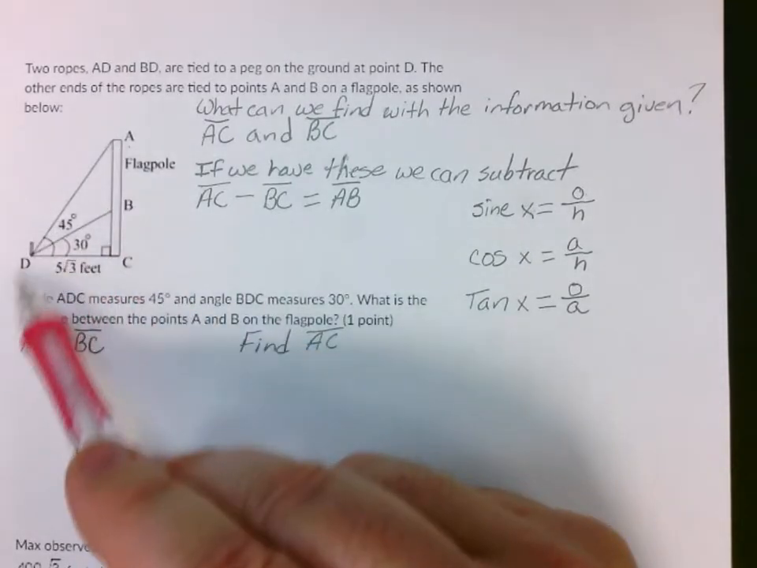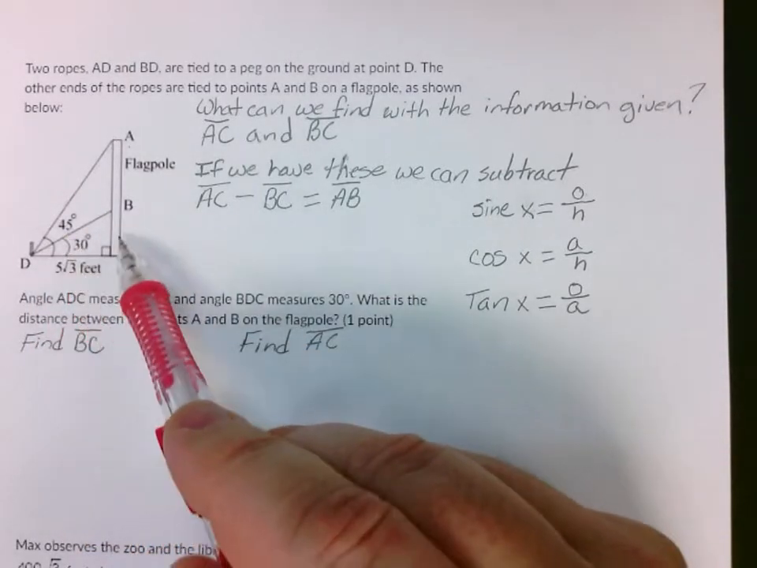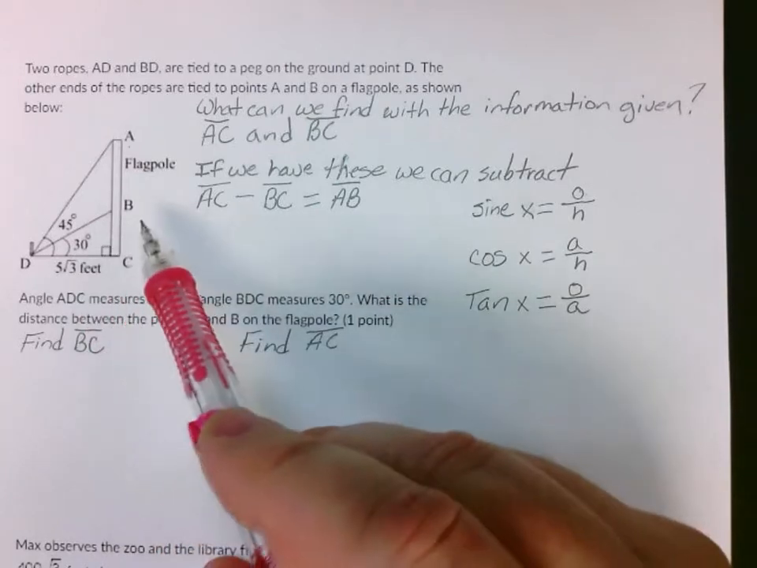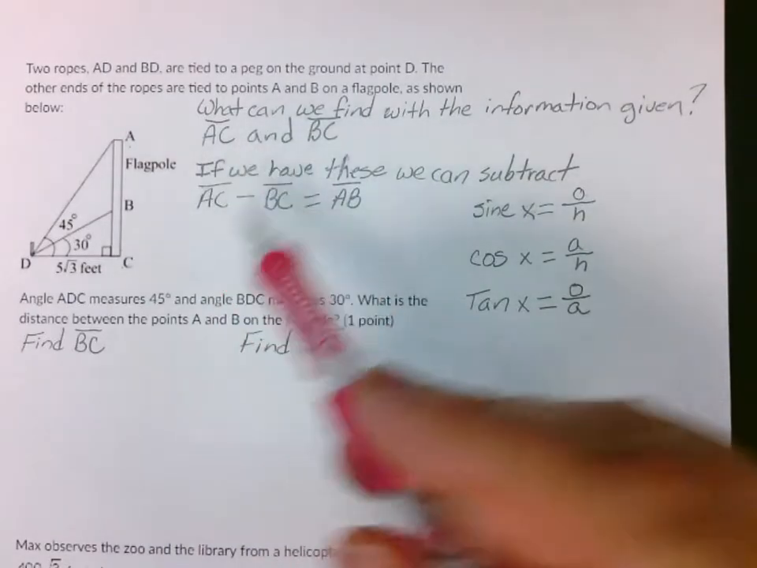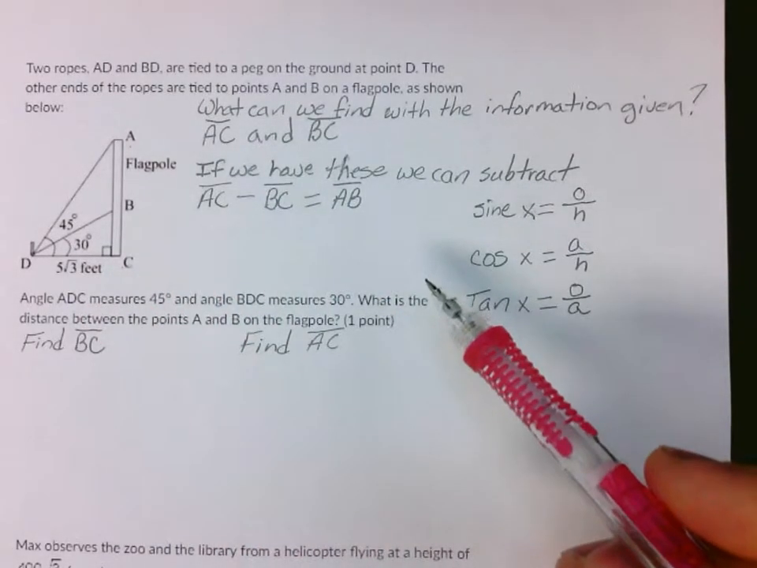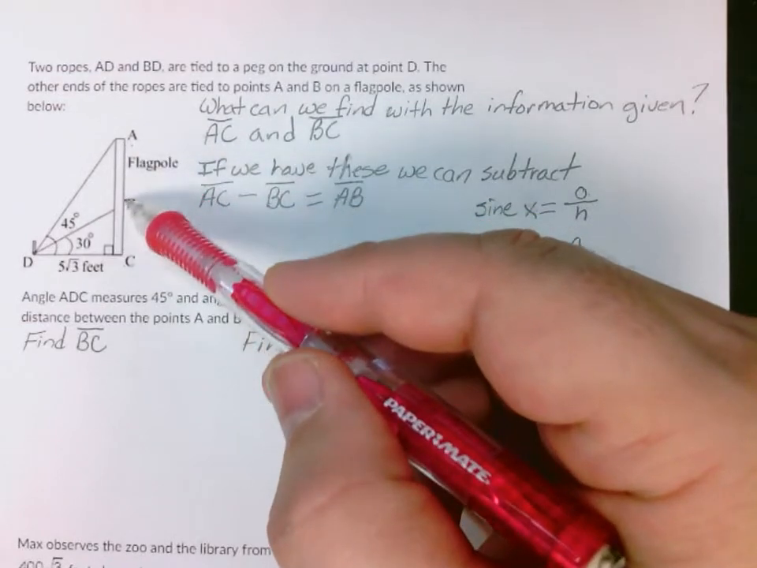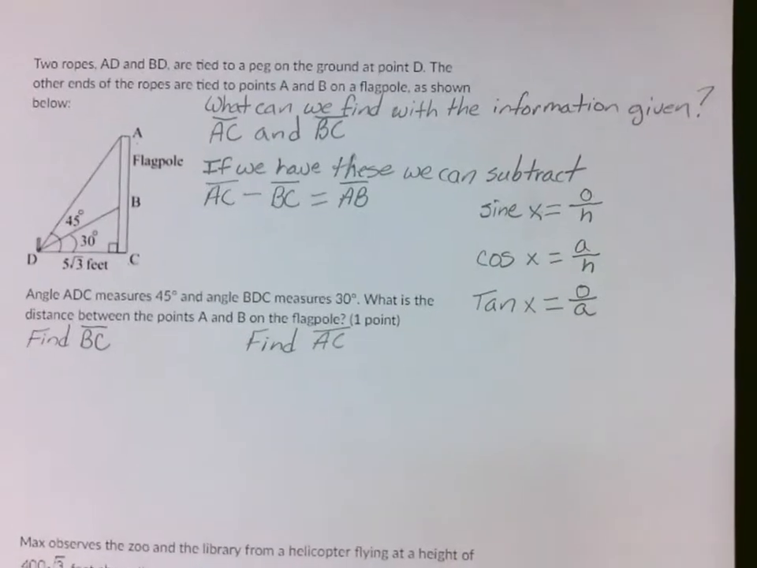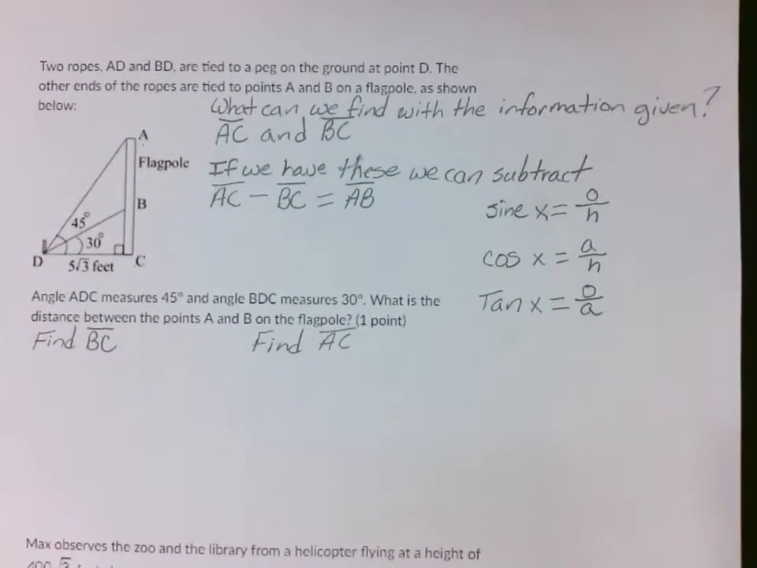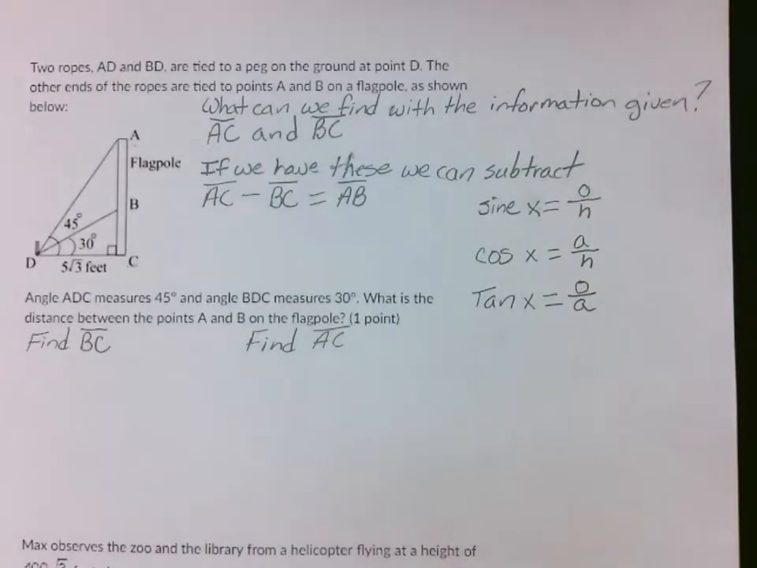So we have here ADC, which is this big angle, all the way from here to here, is 45 degrees. And then we have angle BDC, and it's 30 degrees. Okay, so it says, what is the distance between these two points right here, A and B? So what we're trying to do is, with the information given, what can we find?